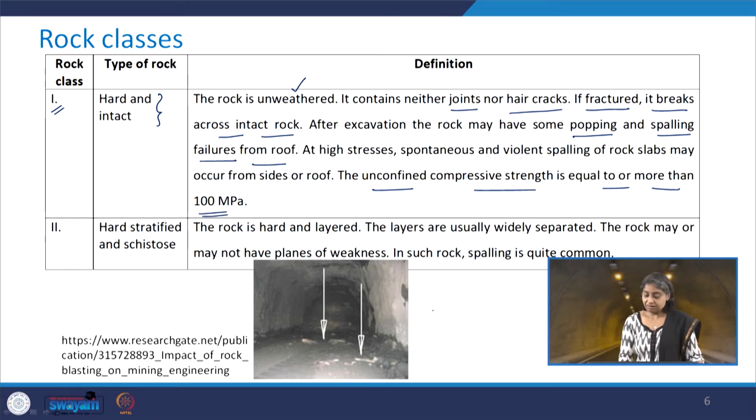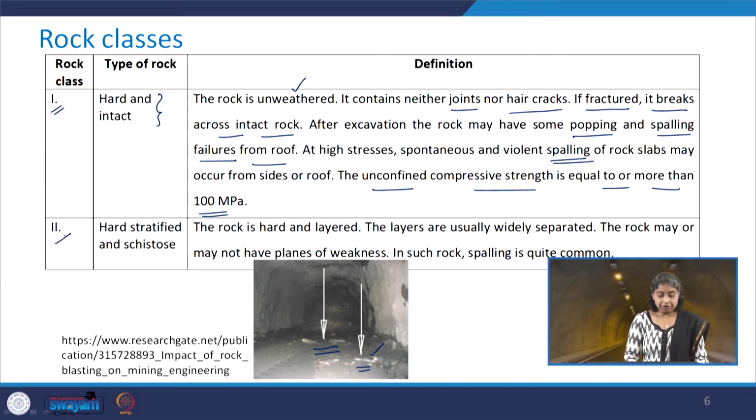Now, there is the term called spalling. What exactly do you mean by this? Here I have pasted a picture. You can see how the surface of the excavated rock mass gets chipped off from the surface, and then it just falls below. You see that from this region it has fallen, similarly here. This is what we call spalling.